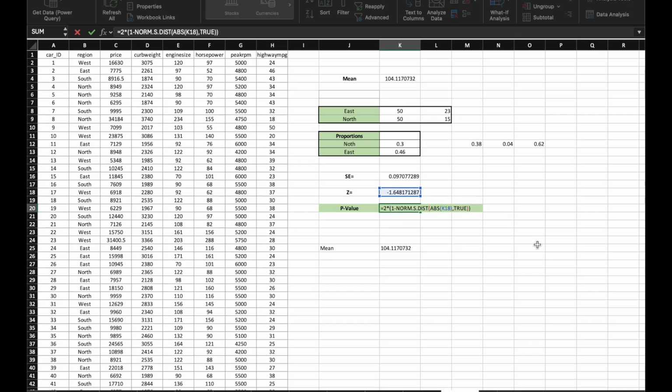Basically the p-value is 0.099, just above 0.05. So we do not reject the null hypothesis, meaning that the east has more high horsepower cars, 46% versus 30%, but with only 50 cars per group, we don't have enough data to reach a conclusion. So we need more data to get a significant result. And that's it for this dataset.